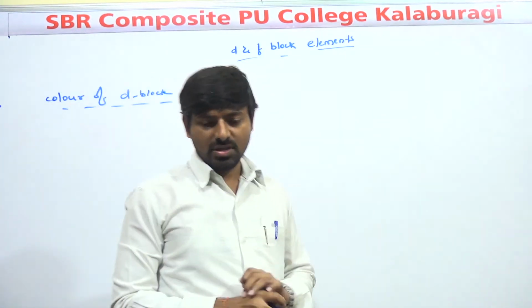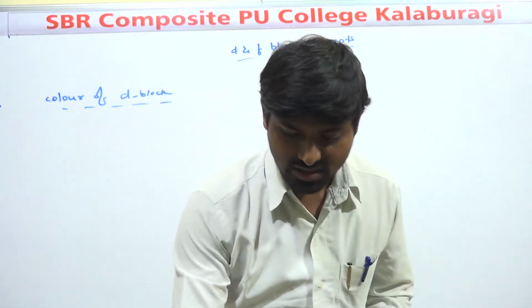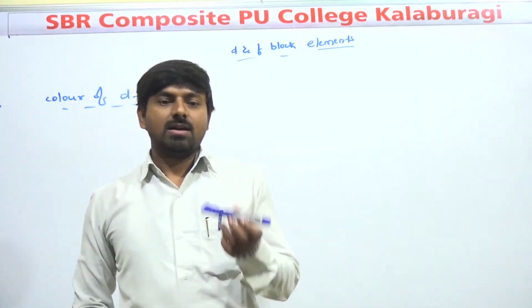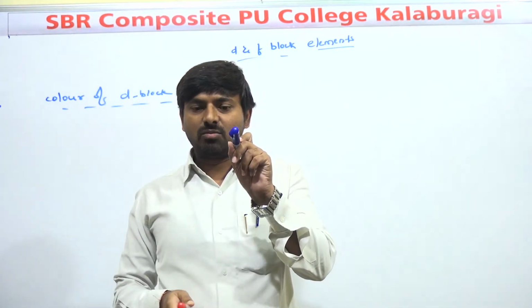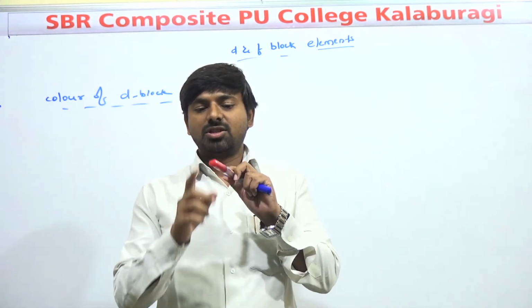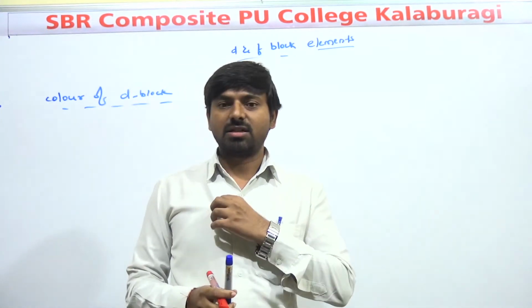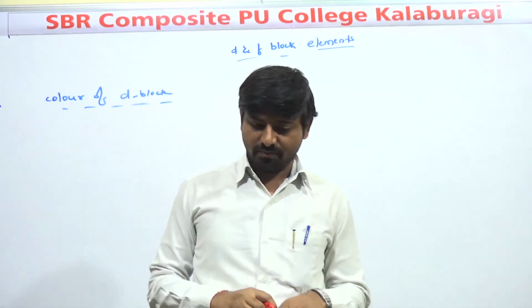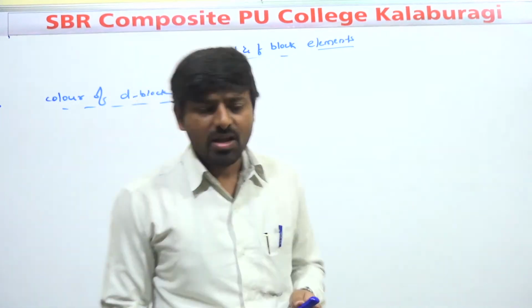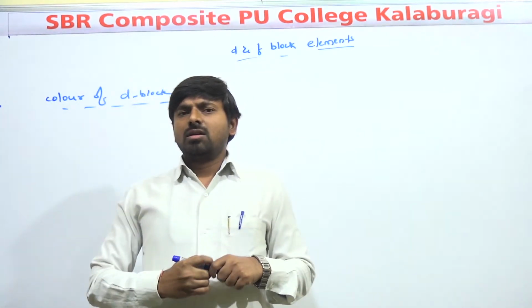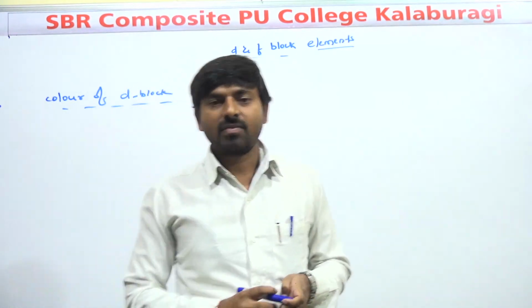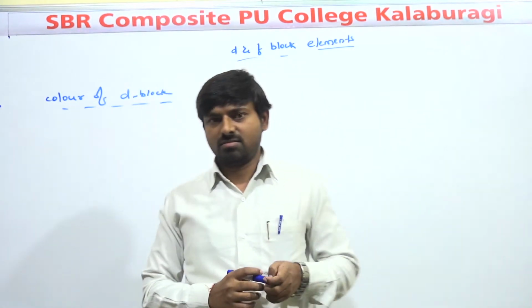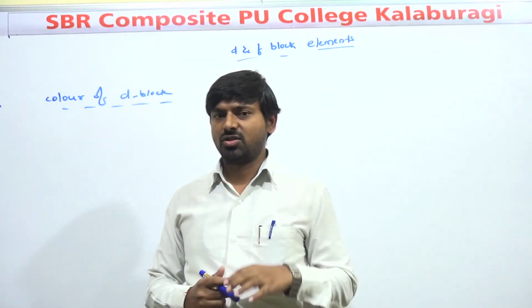Now, see here, I am with a few substances in my hand. The cap of this pen is showing blue color. The cap of this is showing red color, and my shirt is white in nature. Now, why are different chemicals showing different colors? What is the reason behind it? Let us see this today.